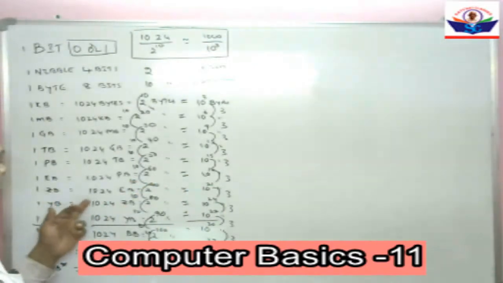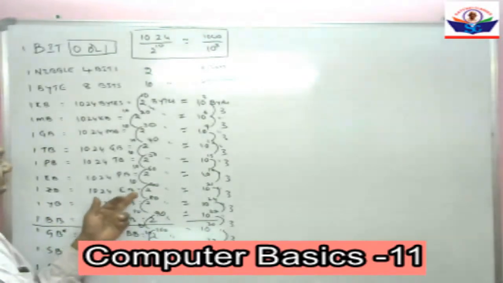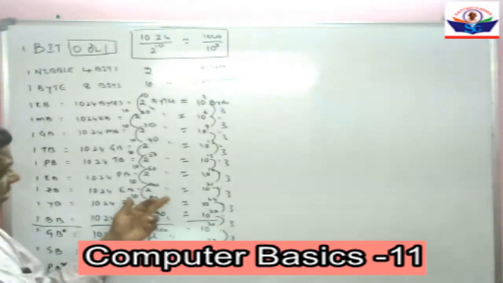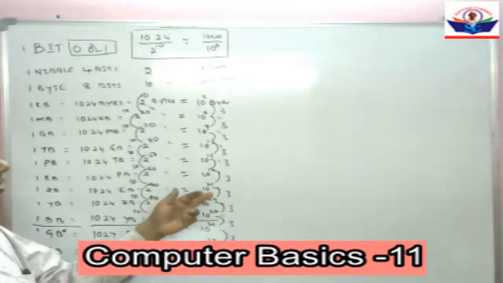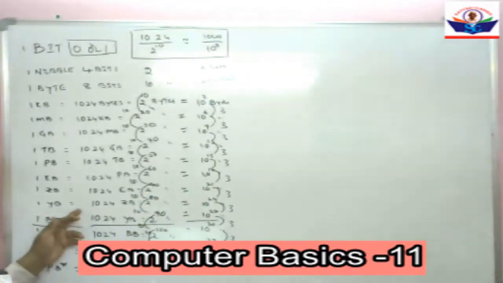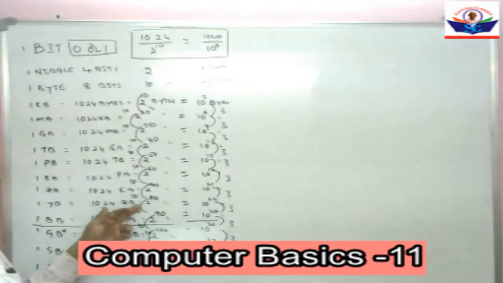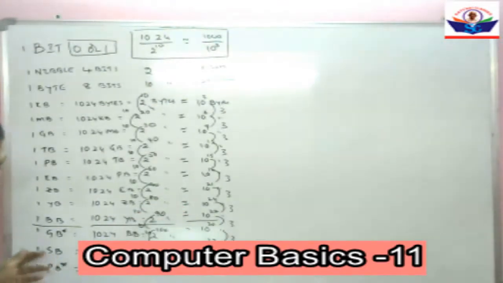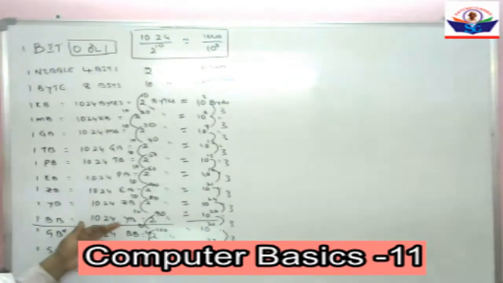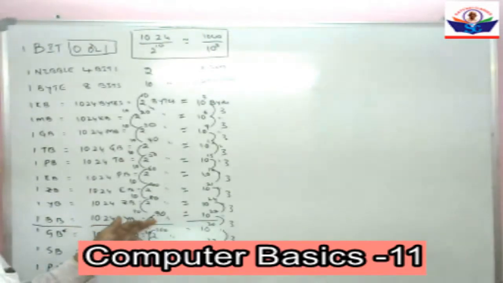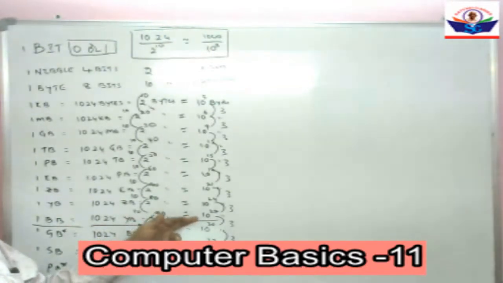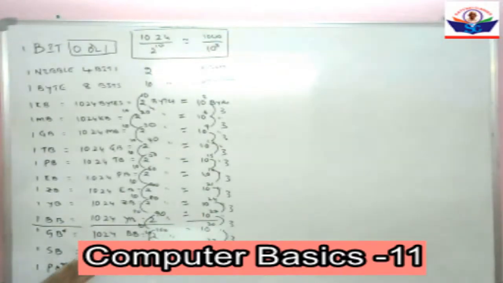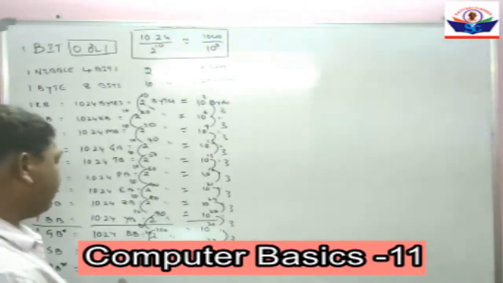1 zettabyte is equal to 1024 exabytes, which is equal to 2 to the power of 70 bytes, which is approximately equal to 10 to the power of 21 bytes. 1 yottabyte is equal to 1024 zettabytes, which is equal to 2 to the power of 80 bytes, which is approximately equal to 10 to the power of 24 bytes. 1 brontobyte is equal to 1024 yottabytes, which is equal to 2 to the power of 90 bytes, which is approximately equal to 10 to the power of 27 bytes. We have discussed up to brontobyte. Now, geobyte, Sagan byte, and pizzabyte.